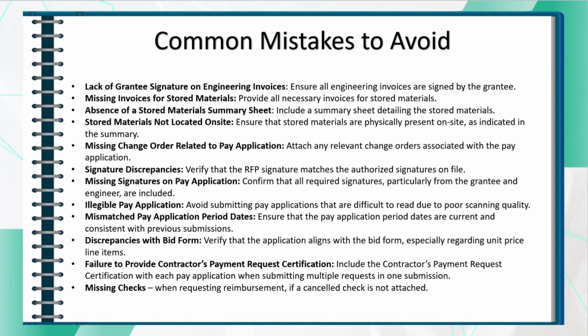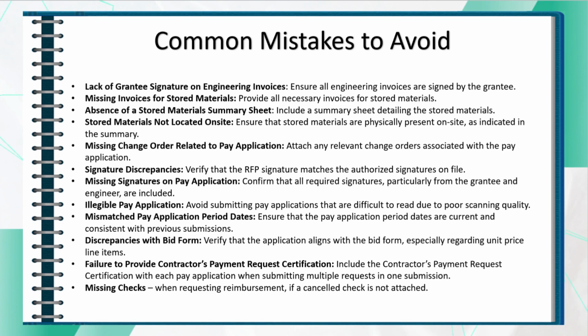It's also important to make sure the signature on the RFP matches the authorized and approved signatures listed in Block 3 of the Authorized and Approved Signatures for Payments and Check form that we have on file, and this is to avoid any complications. We cannot say this enough, as it happens so frequently. Moreover, confirm that there are no missing signatures on the contractor pay application. It's common for the grantee, owner, or engineer's signature to be overlooked, which can impede the approval process.